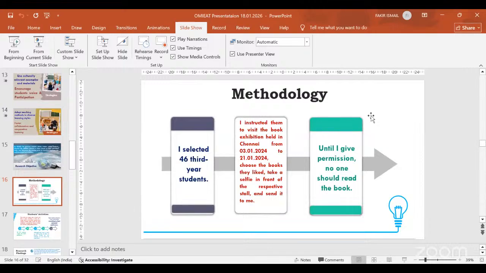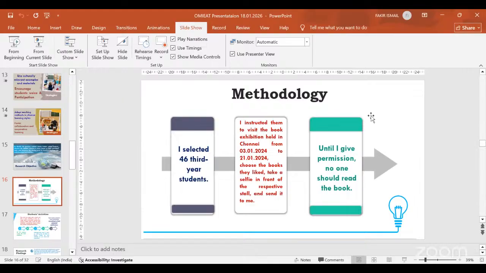My methodology: I selected only 46 final year students. I instructed them to visit the book exhibition. Every year, the government of Tamil Nadu organizes a book exhibition, and this year also it is going on. In January, I instructed them to visit the book exhibition held in Chennai from 3rd January to 21st January. Choose the books they like. What you like, you can choose. Take a selfie in front of the respective stall and send it to me. Until I give permission, no one should read the book.